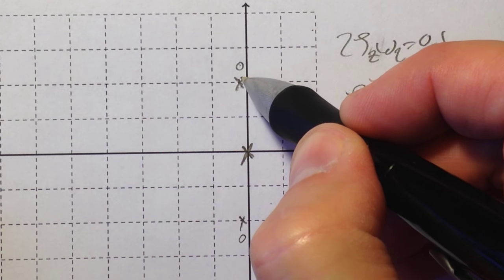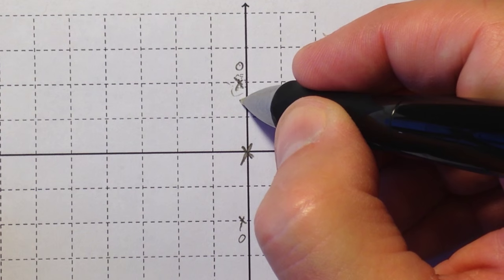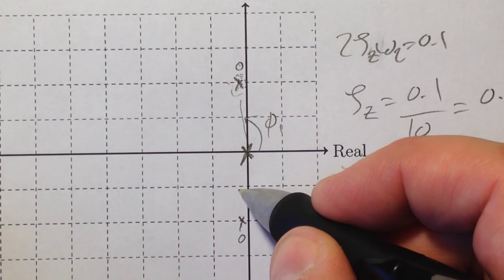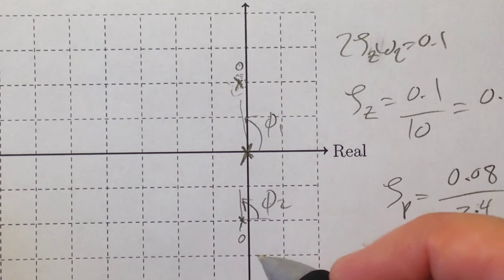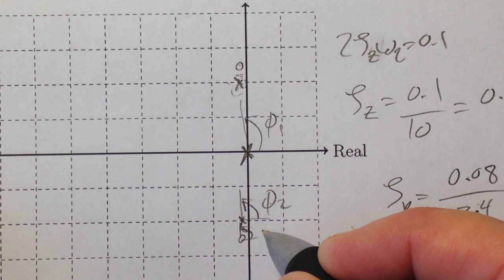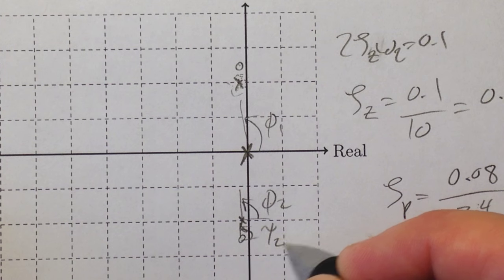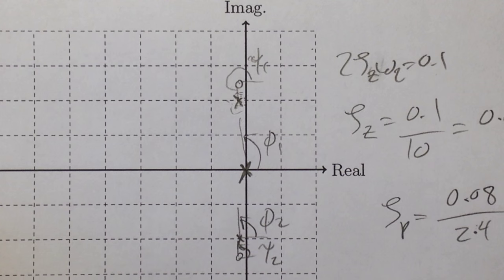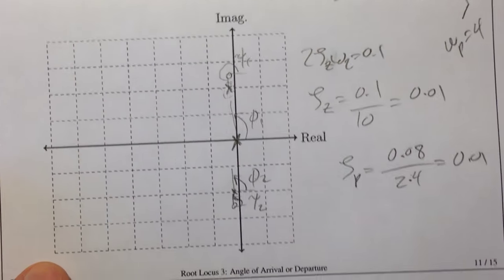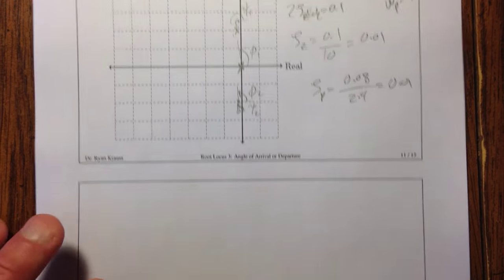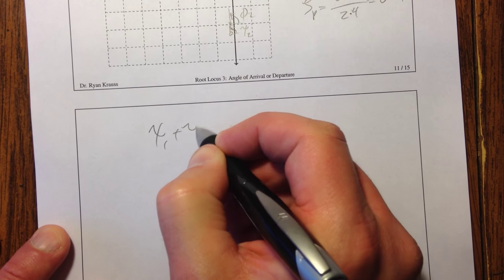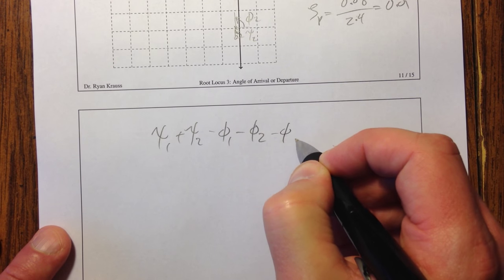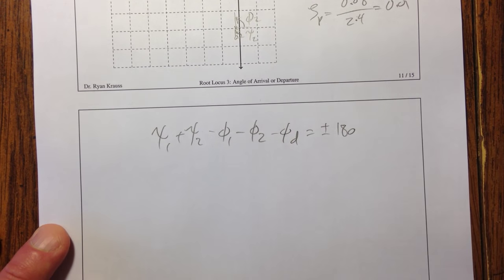And so let's take angle of departure for this one. I'll just call this one phi 1, and I'll call this one phi 2. I'll have an angle from this zero that I'll call psi 2, and I'll call this one psi 1. And so if we start using our angle criterion on that information, what we're saying is that psi 1 plus psi 2 minus phi 1 minus phi 2 minus phi d has to equal plus or minus 180.